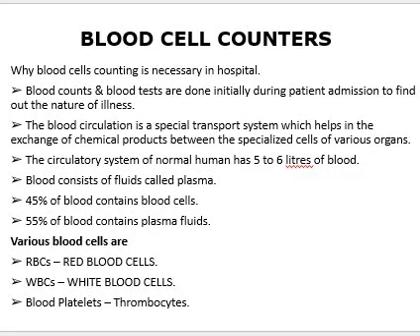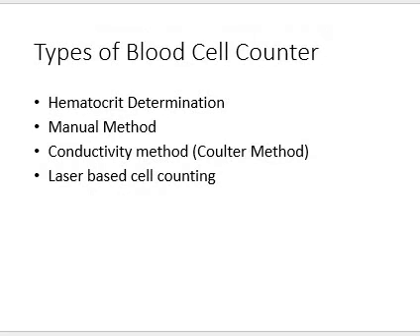Next we are going to discuss the types of blood cell counters. First, hematocrit determination. Next, the manual method. Next, the conductivity method, which is also called the Coulter method. And finally, laser based cell counting. In the next class we will discuss the hematocrit determination.